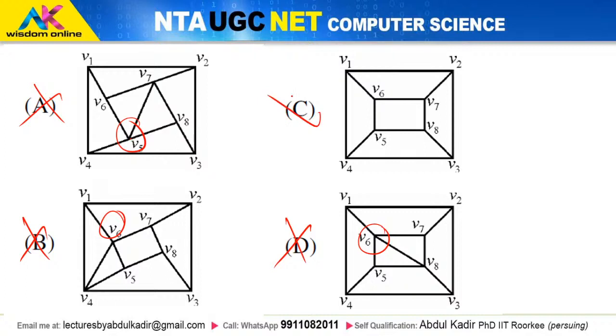This is how you can eliminate the options. When you are checking for isomorphism, it is a good idea to eliminate the options. So you can eliminate option A, option B, option D, and the answer will be option C. So these are all the questions, and if anyone has any doubt, you can ask right now.